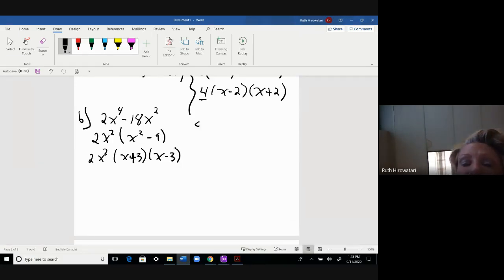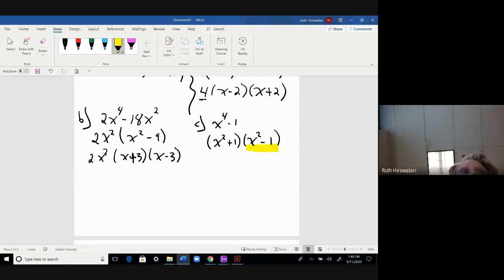Okay, next example is a little bit of a trick. x to the 4th minus 1. Difference of two perfect squares. Factors as x squared plus 1 and x squared minus 1. A little bit of a trick because you still have a difference of two perfect squares, so you're actually not done. x squared plus 1 doesn't factor, but x squared minus 1 factors as x plus 1, x minus 1.